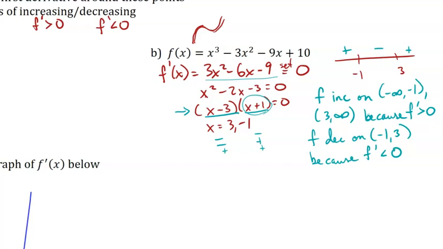So there's complete work. We did the test points on the number line, but the sign chart does not count as part of our justification. And we have a statement that uses the derivative to indicate where we have increasing and decreasing intervals.